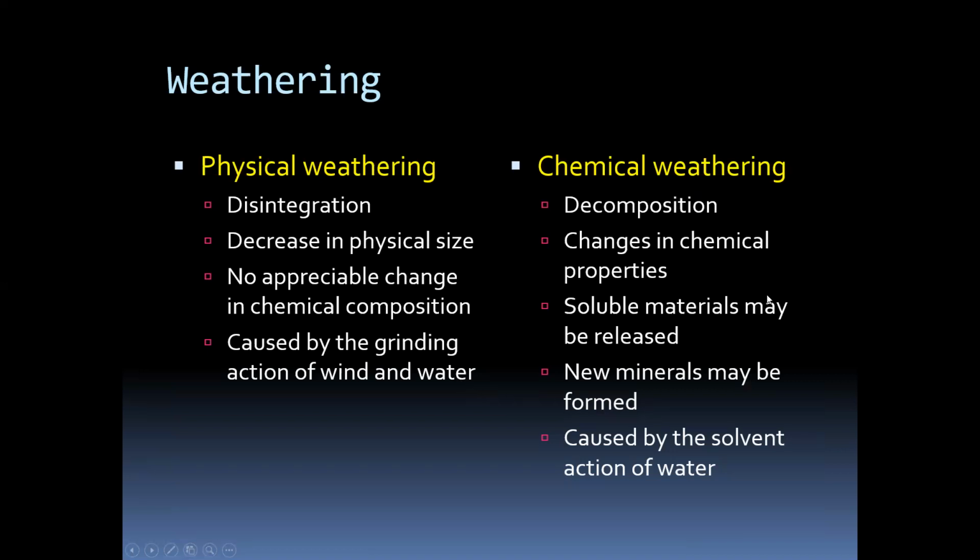Whereas chemical weathering is basically a decomposition. It is a change in the chemical properties. Some of the soluble materials might be released. Because of the chemical reaction, some new minerals might be formed, and some of the minerals might dissolve in the water. And this mainly happens due to water.